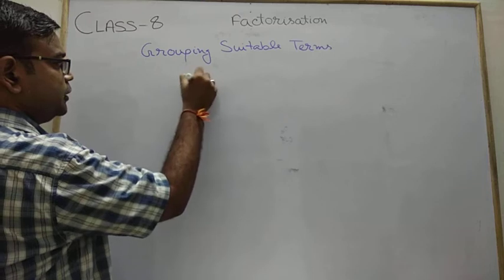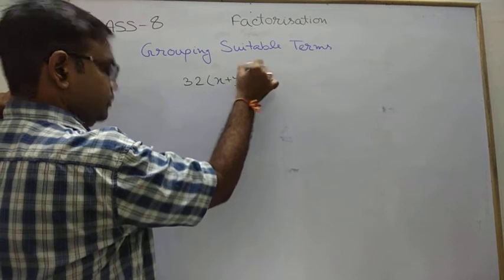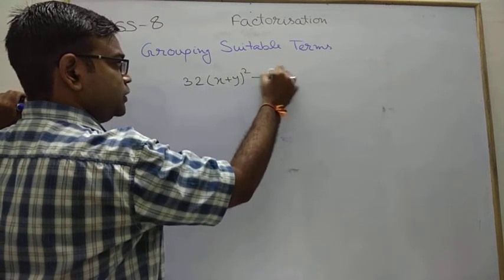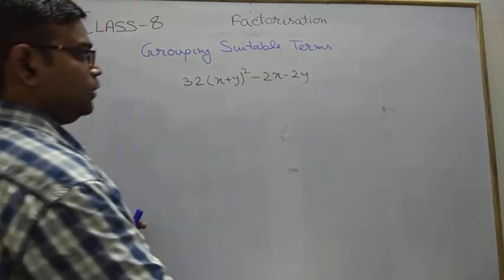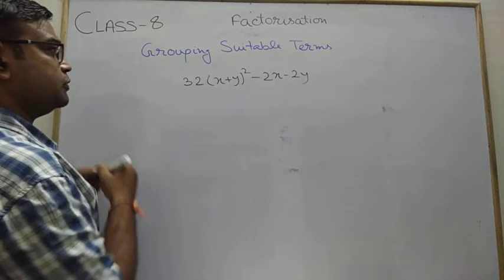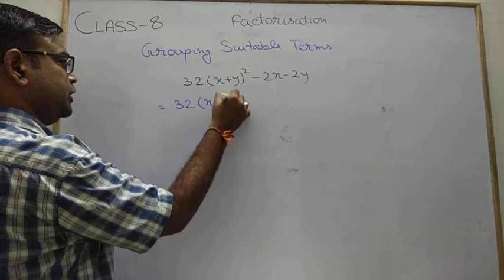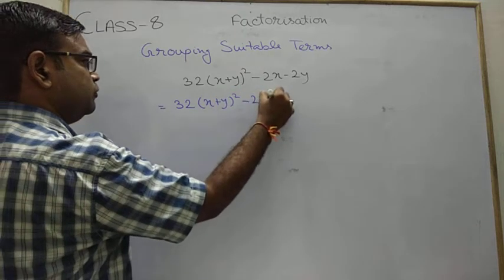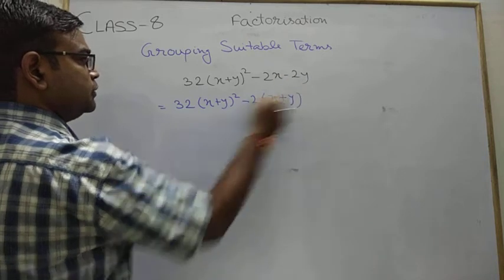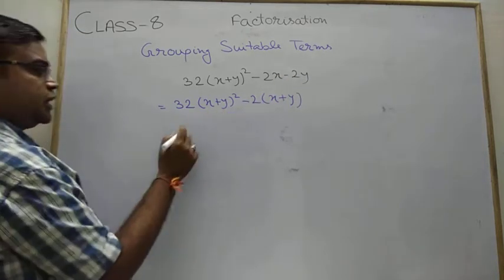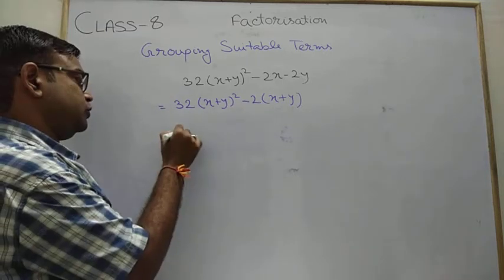This question says 32(x + y)² - 2x - 2y. The question says grouping the suitable terms. If we choose minus 2 common from this, we have 32(x + y)² leave as it is, and take minus 2 common: x is with a plus sign, y is with a plus sign. Now from these two, the x + y polynomial is common, but before that we have to check the numeric coefficient. So 2 is already common.